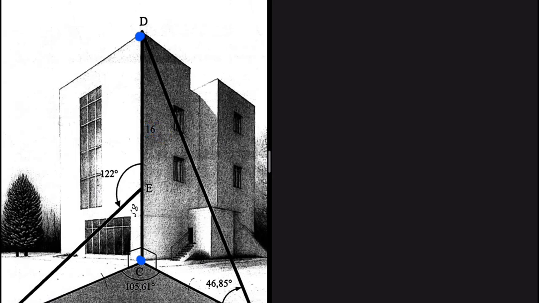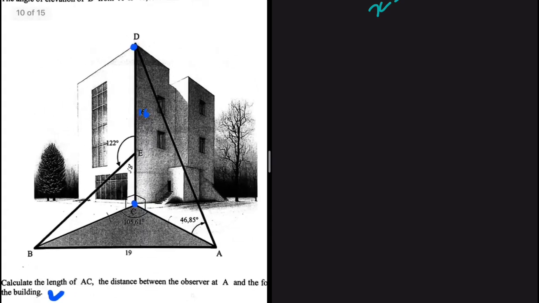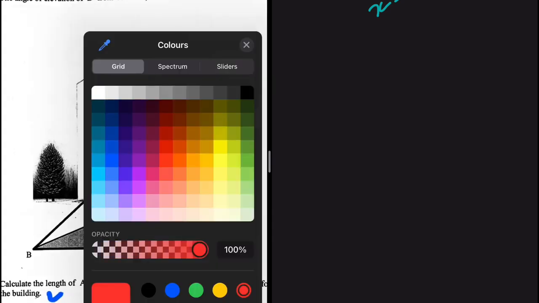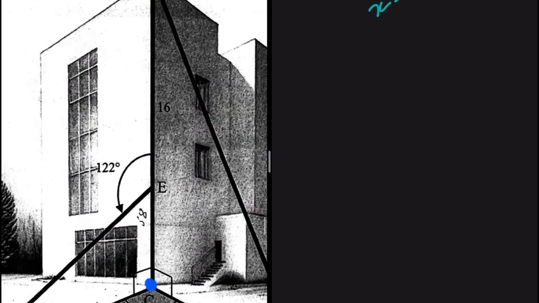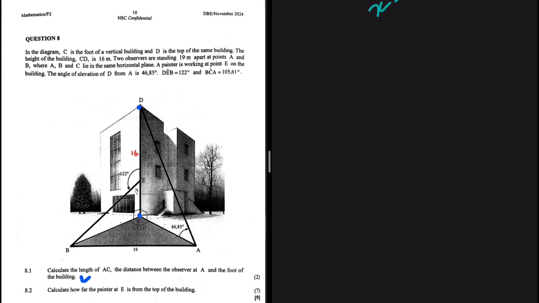Let me change that a bit. So we have 16 meters. Still not really visible. Maybe I should use the red. Let me give it a try. Or let me just write it on this side. So that is 16 meters.